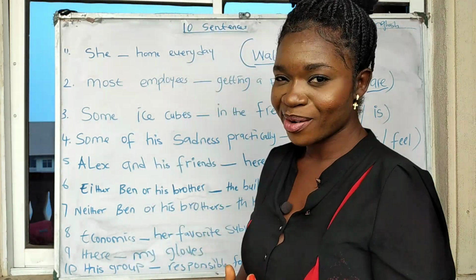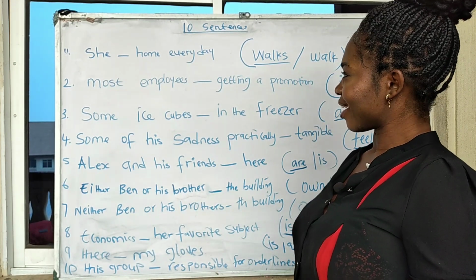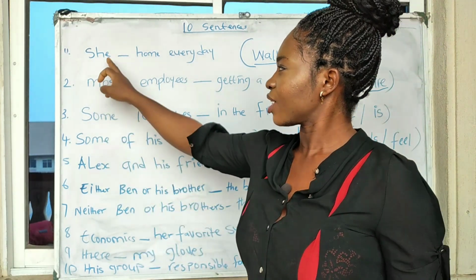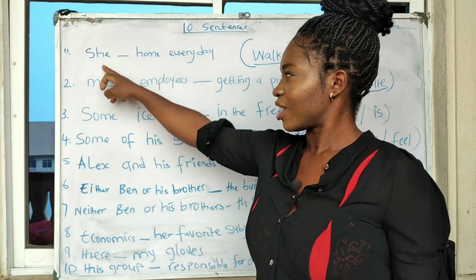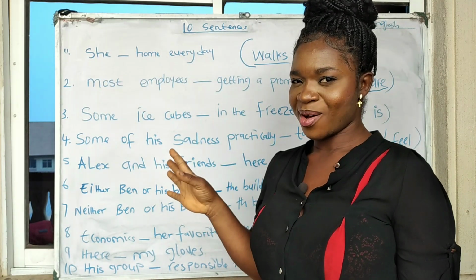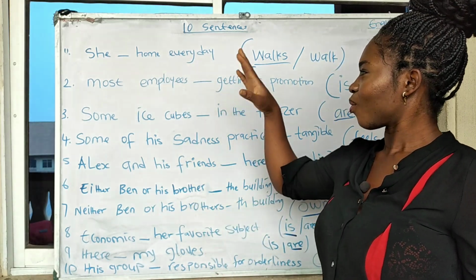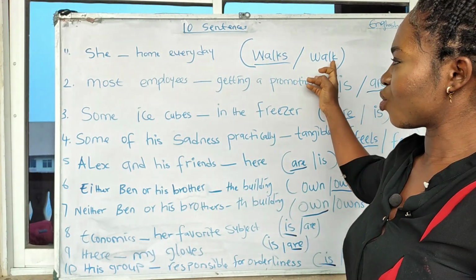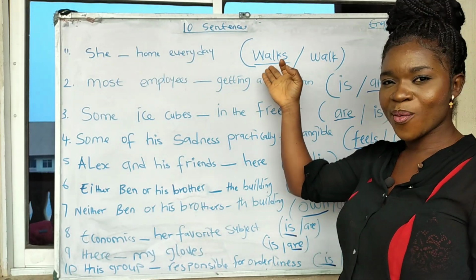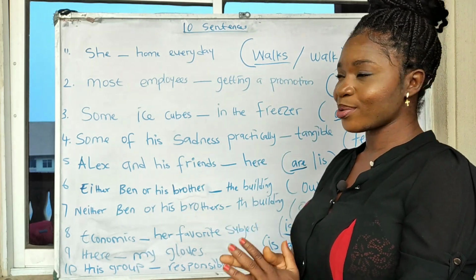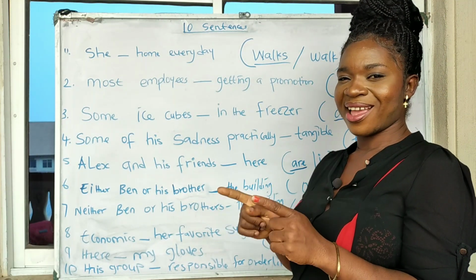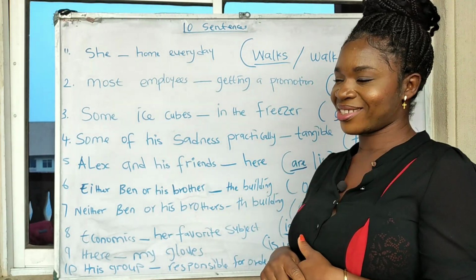Let's take a look at the board, what we have here. For instance, like I said, we have walks and walk. We have she dash home every day. She is just the subject pronoun. What should we go for? If you say she walk home every day, it's not that perfect. She walks home every day. Like I said, according to the rules, the singular verb always carries s at the end. So that's why we have this right here.